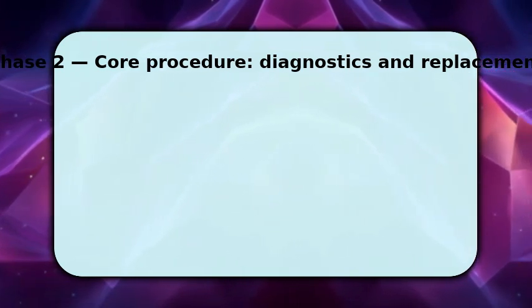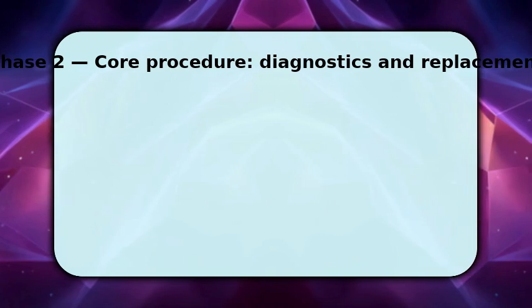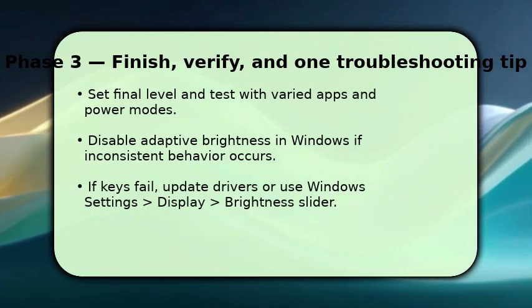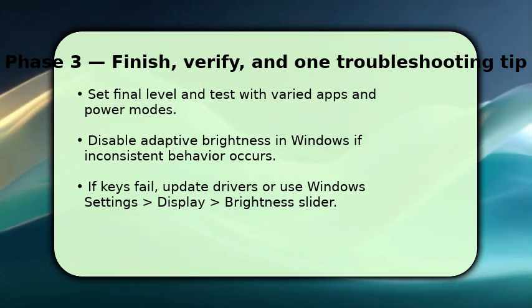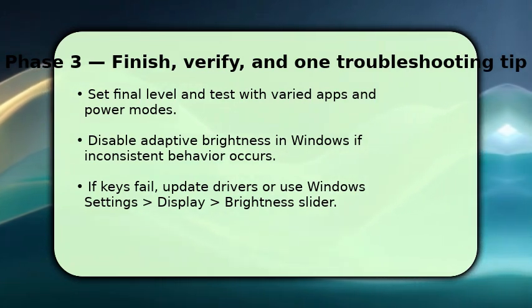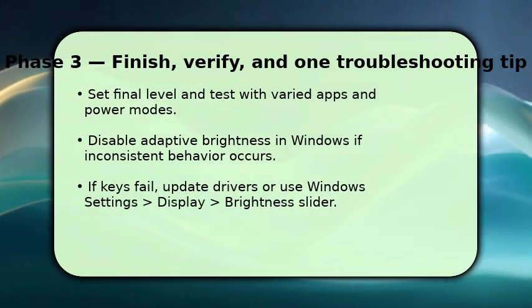Finish by choosing a comfortable final level and test it across a web page, video, and document because different content can appear brighter or darker. If brightness jumps around, disable adaptive or ambient brightness in Windows display settings.